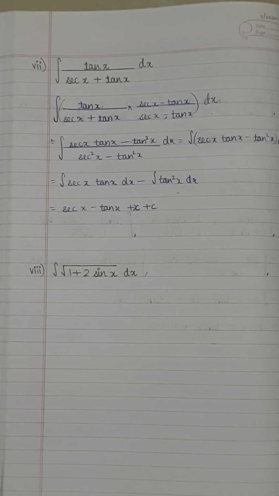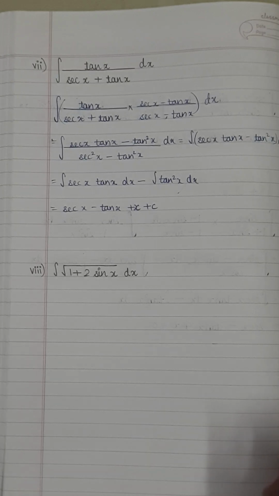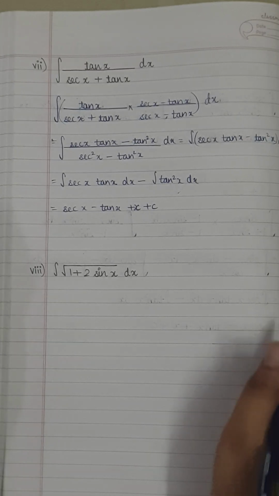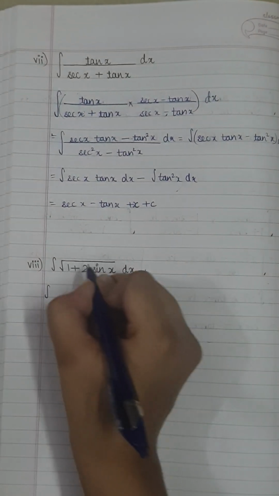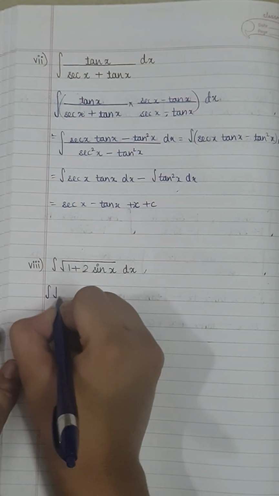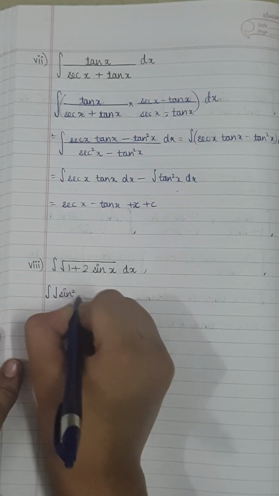Moving on to question number 8. So question number 8, you have 1 minus 2 sine x. Now again, play with this here. You know everything about trigonometry. 1 can be written as sine square x plus cos square x.